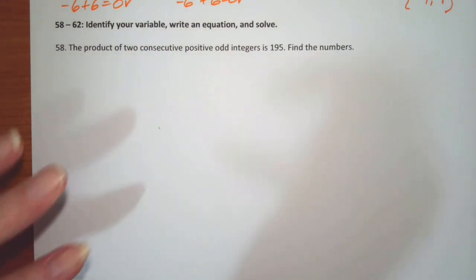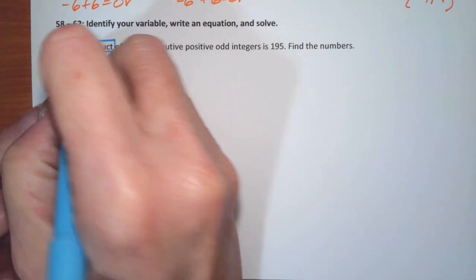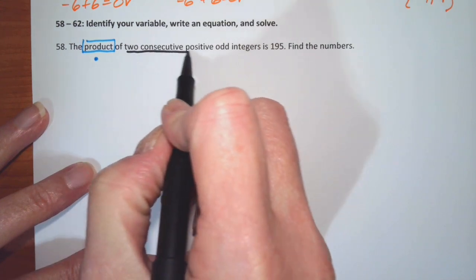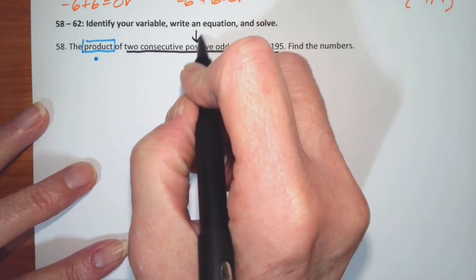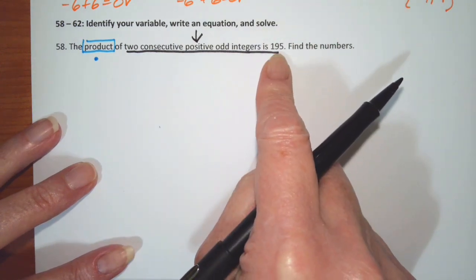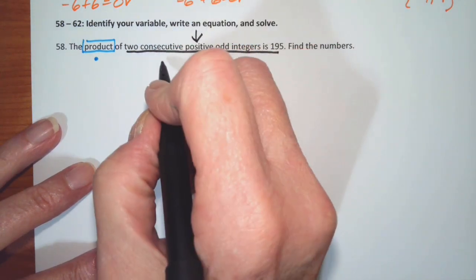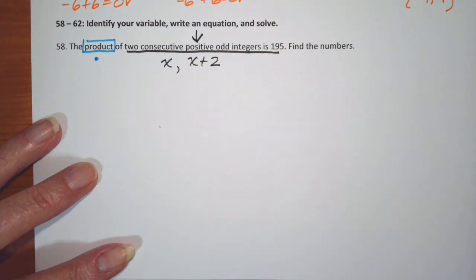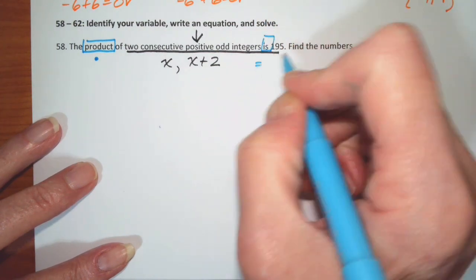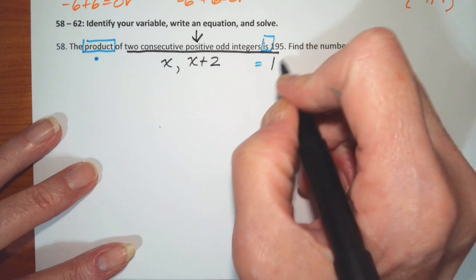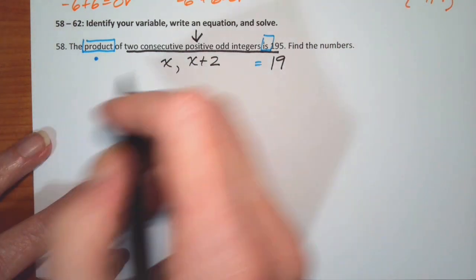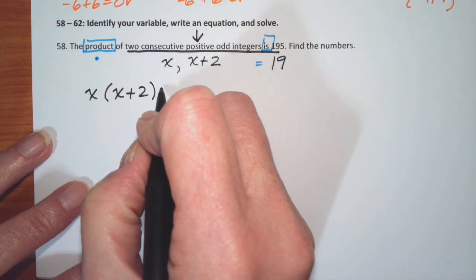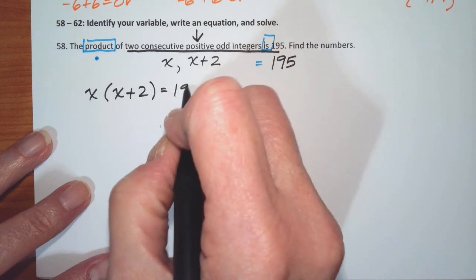Okay, so it says the product of two consecutive positive odd integers is 195. Find the numbers. Okay, product means we're going to multiply. Two consecutive positive, okay, that's going to be key. Positive odd integers is 195. So two positive odd integers are going to be x and x plus 2, and 195 is 195. Okay, so I'm going to multiply these. x times x plus 2 is equal to, whoops, I forgot my 5, 195.